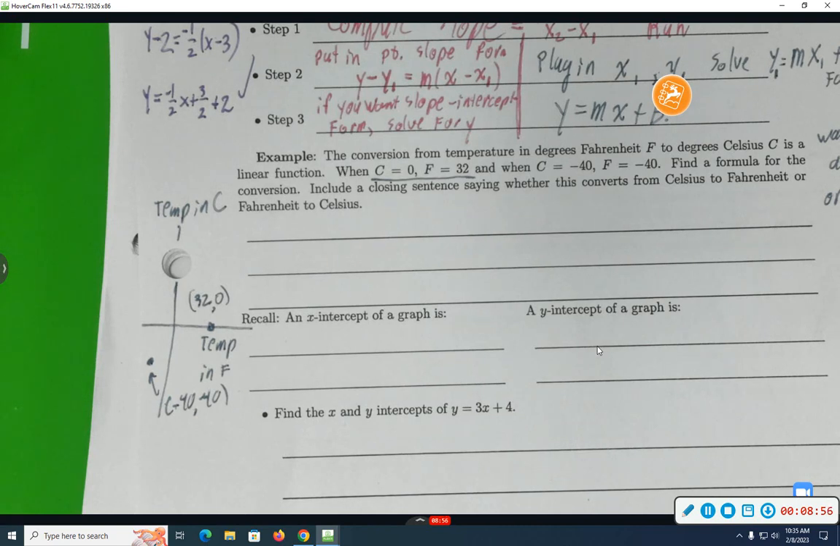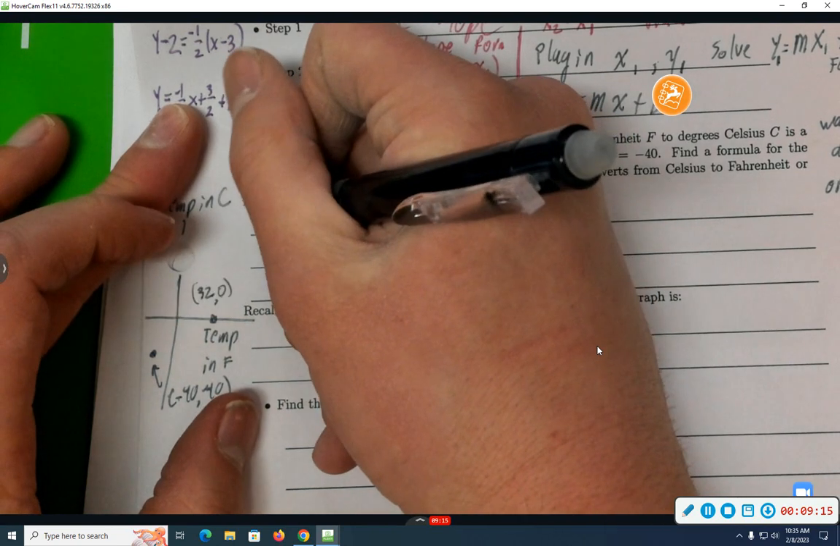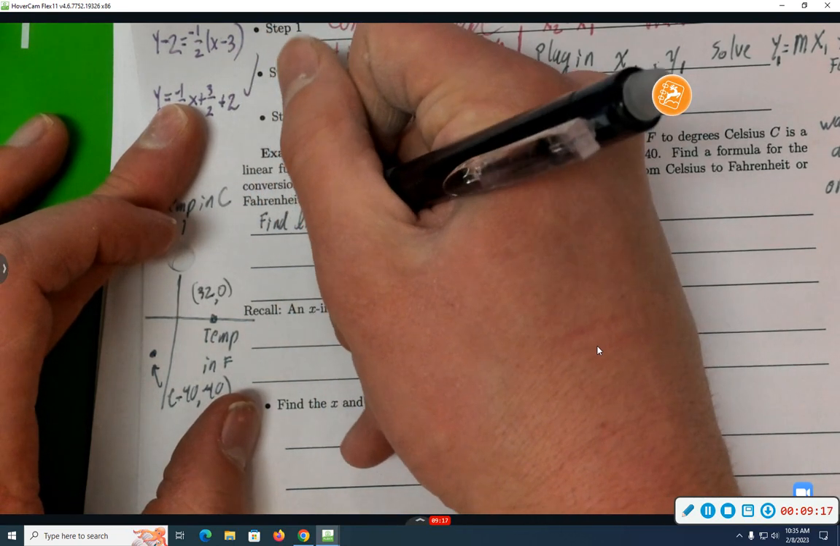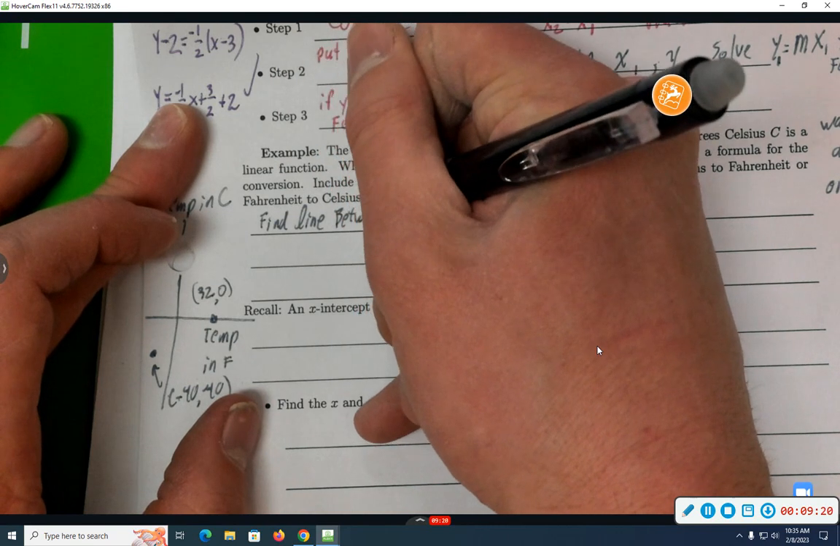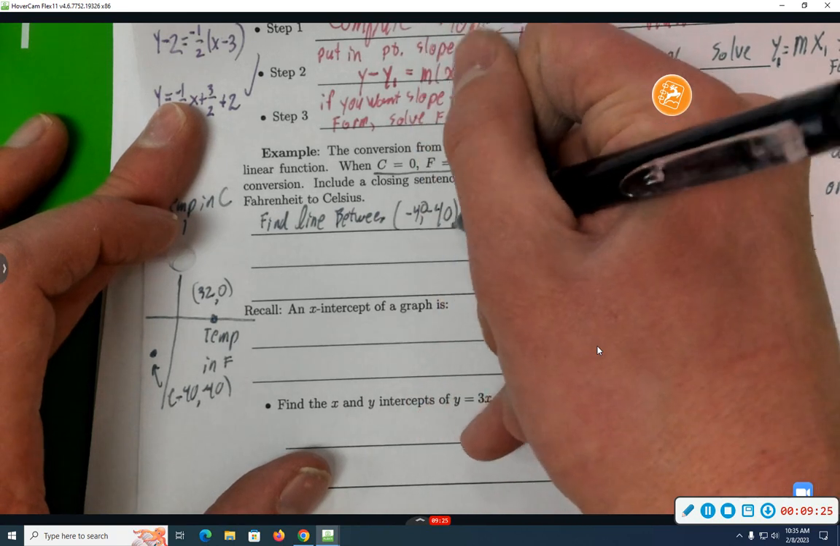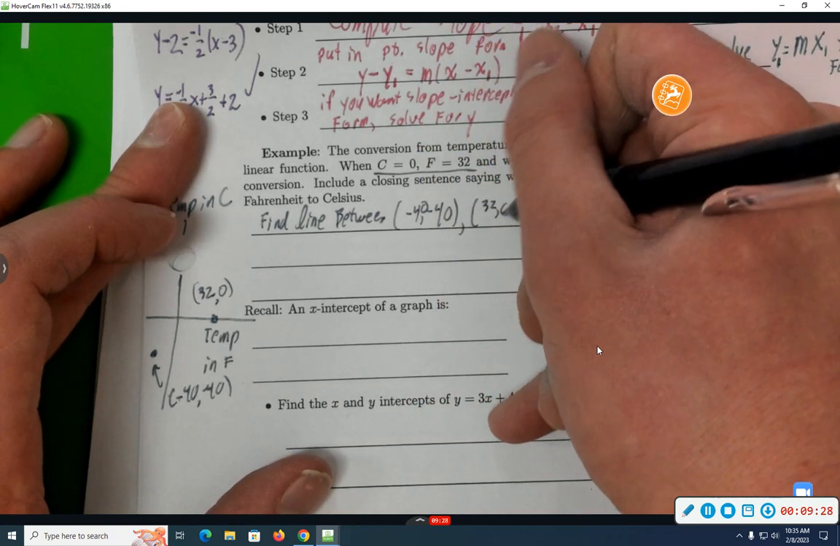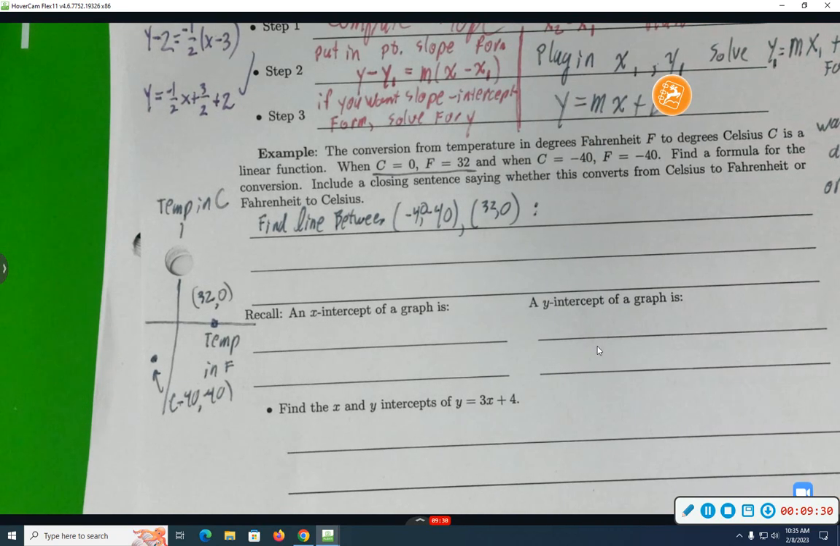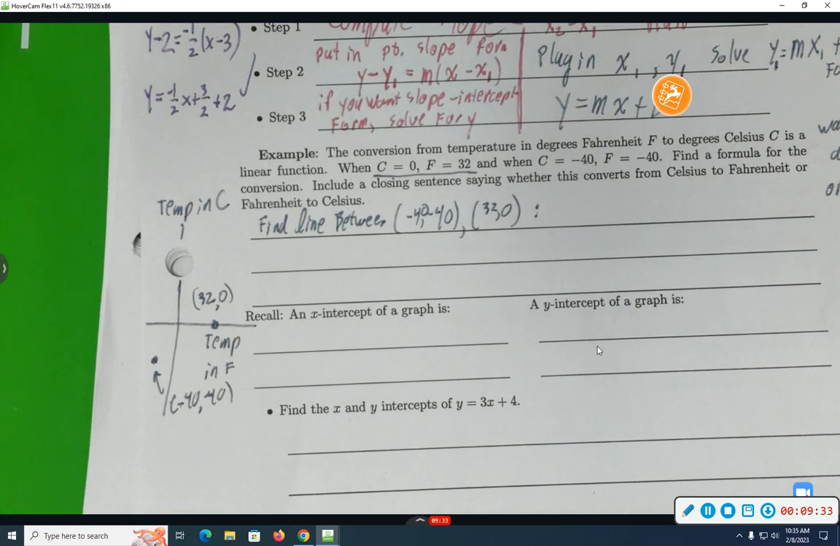And I'll give you all a choice. I do or you do. So should I keep talking or should I just let you run the algorithm? Should I keep talking? Cool. So I know two points on this line. I just need to find the line between negative 40, negative 40, and 32, comma 0. So let's run the algorithm that's in those steps above.